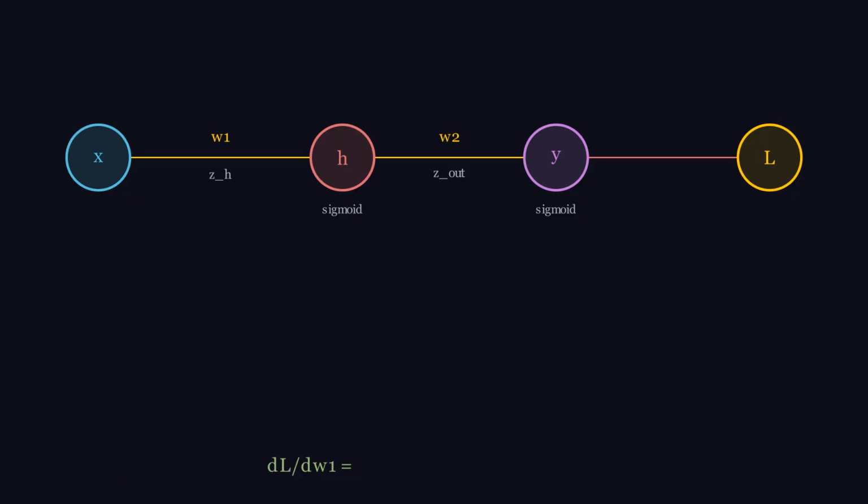Multiply all 5 factors. 2 times the quantity the variable y minus t, times the variable y, times the quantity 1 minus the variable y, times the weight matrix W2, times the variable h, times the quantity 1 minus the variable h, times the variable x. That is the gradient. One number, computable from quantities we already calculated during the forward pass.